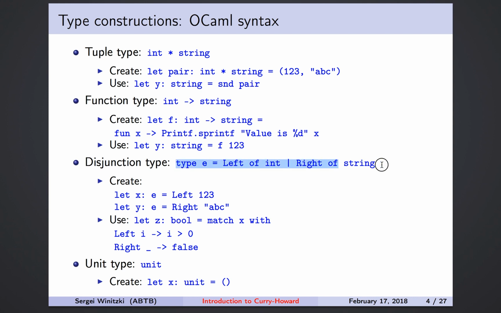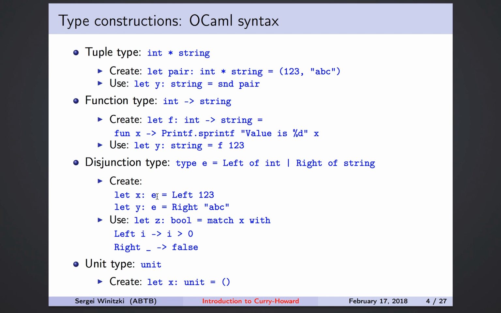In OCaml, this is the syntax where you define a new type, E, and this type is a disjunction. It has two parts. The first part is labeled with the word left, which is the name of this part. Of is a keyword. Int is the type that it contains. The second part of the disjunction is labeled with right as the name. Then of is again the keyword. And then string is the type that it contains.